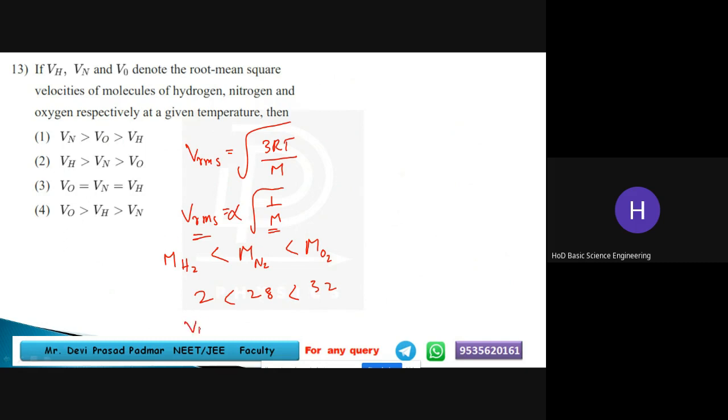Therefore, we can write V of H2 must be greater than V of N2 must be greater than V of O2. Option 1, correct? No, sorry. Second option, correct? Question number 13, second option. Yes, second option.